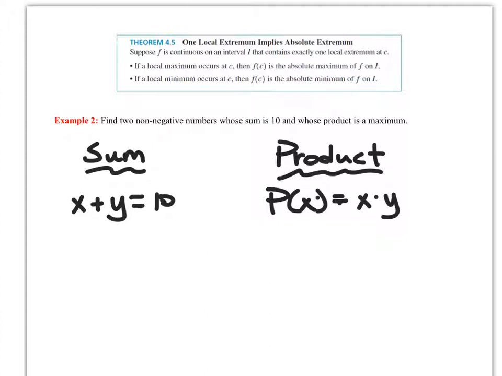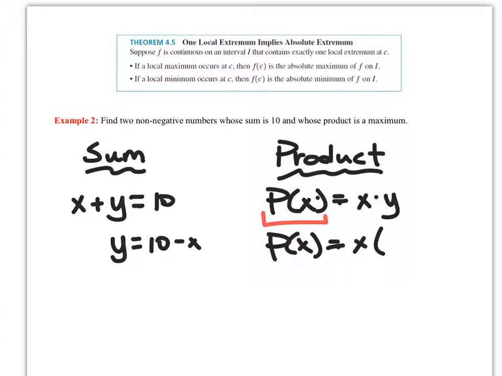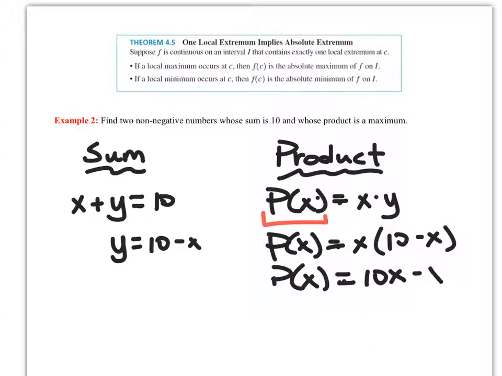Okay, in an example like this, find two non-negative numbers whose sum is 10 and whose product is a maximum. Okay, so the sum of the two numbers x and y equal 10. I'm going to solve for y and call that 10 minus x because I've got the product in terms of x. And therefore the product in terms of x would be x times the quantity 10 minus x. Alright, so let's expand that. So the product in terms of x would be 10x minus x squared.